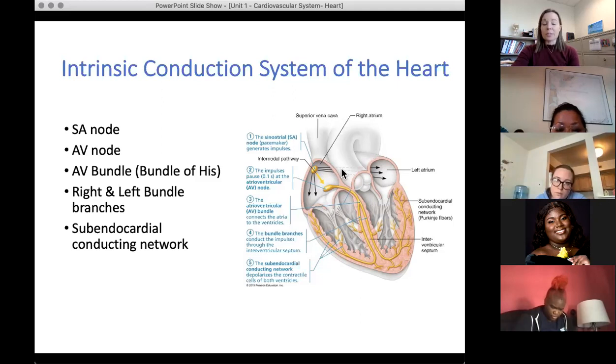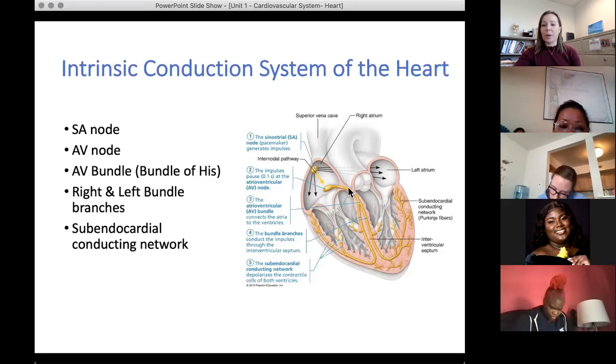Once the action potentials reach the AV node, they have passed to the AV node, that's when the atria contract. And you have that noted in your outline. So once you get to this point in the conduction system, that's going to trigger the atria to contract, both of them at the same time. So now the action potential has spread through both atria, and now we're down here in the atrioventricular bundle.